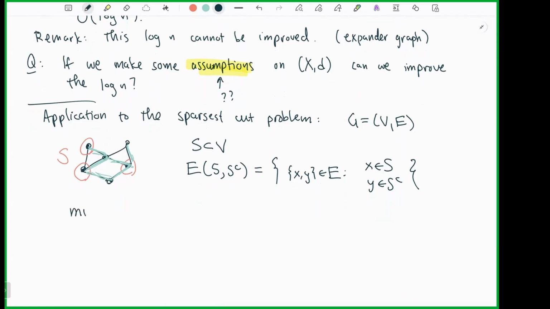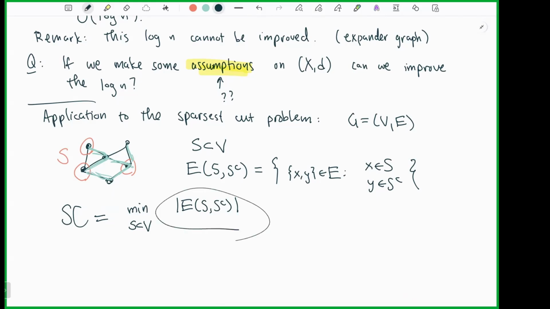So the sparsest cut problem asks, let's say SC for sparsest cut, the quantity we're trying to find, we minimize over all subsets of V the cardinality of this cut set. Okay, there's going to be more, because if you just want to minimize this, you just take S to be the empty set, right? Nothing's very interesting. But if you take S to be very small, then most likely very few edges will be cut. So you want to penalize that by dividing by the cardinality of S.